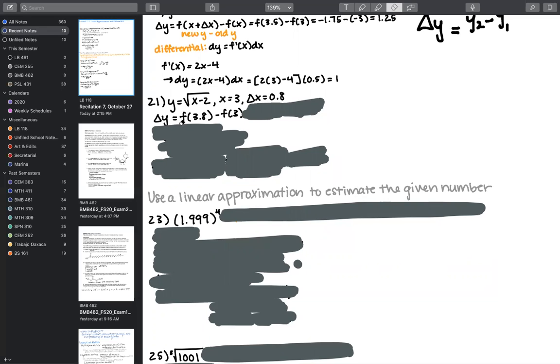Never mind. So for this problem, we're going to have 3.8 as the x input for our second function value, and that comes from 3 plus 0.8. So we've got y2 minus y1. And then we refer to the original equation, y is equal to the square root of x minus 2. And this right here on an exam would be a perfectly acceptable answer. That is not correct.